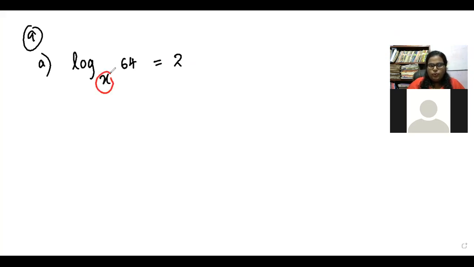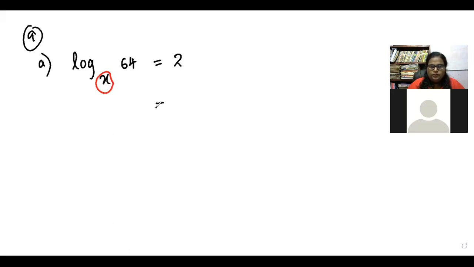Here we are discussing this question 9, and this is part A. The log equation is given as log base x of 64 equals 2. Here in this log equation, we have our variable in our base, right? x is the base of this log equation, right? So to solve this one, we have to convert this log equation into exponential form. So I'm going to convert this one to exponential form.